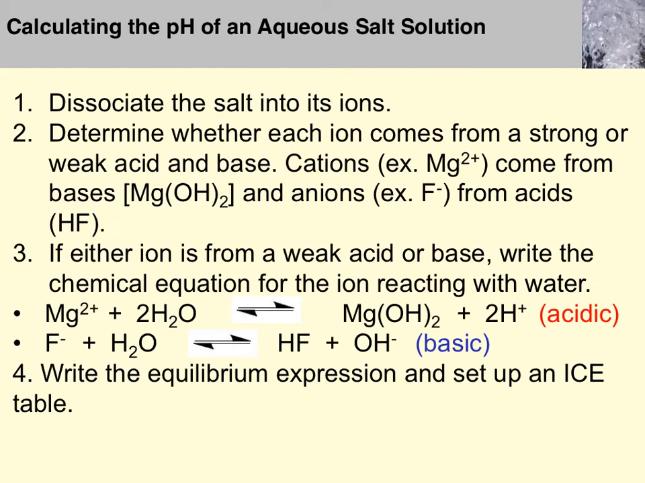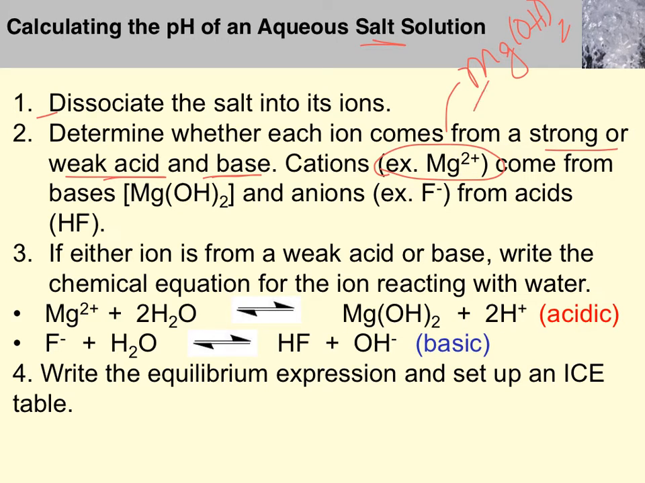So let me go through the steps. You may want to jot these down, and I want you to try some on your own. If you're given a salt or an ionic compound, the first thing you need to do is determine if it's soluble. If it's soluble, then the first thing is to dissociate the salt into the cation and the anion. Then you ask yourself whether each of the ions, the cation and the anion, come from a strong or a weak acid and a base. All right? So cations, in order to answer that, just add hydroxide to it to see whether or not it comes from a strong acid or a base.